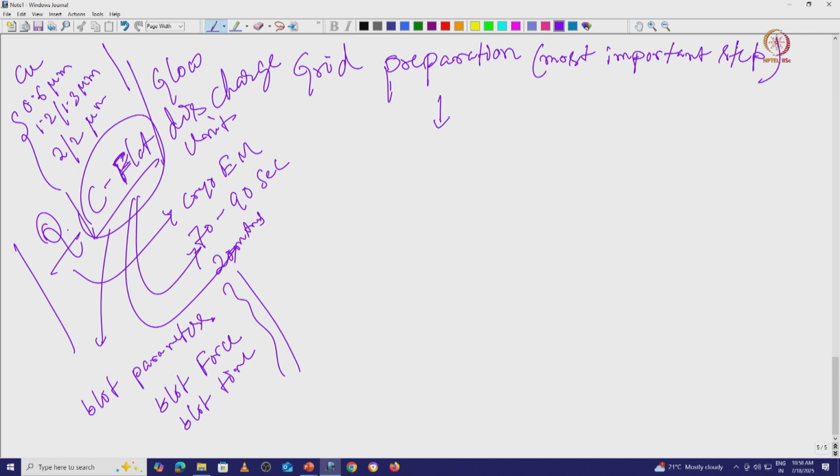When the grid preparation is done, we have to be extra cautious to insert that grid inside the microscope, because everything should stay in the liquid nitrogen, otherwise an ice contamination problem will be there. So handling should be as perfect as possible. After that, image collection.